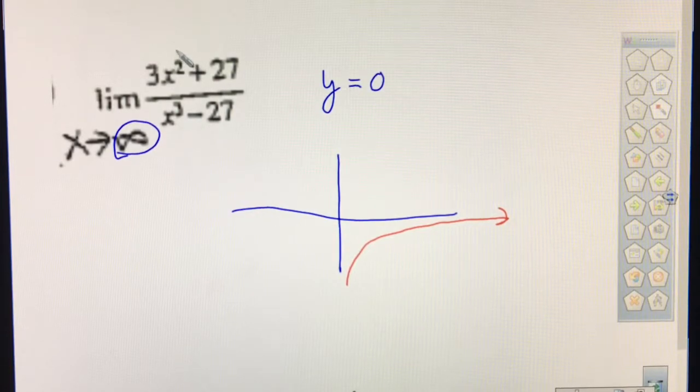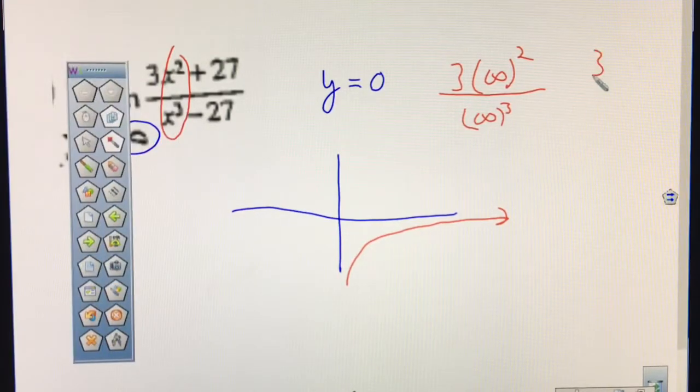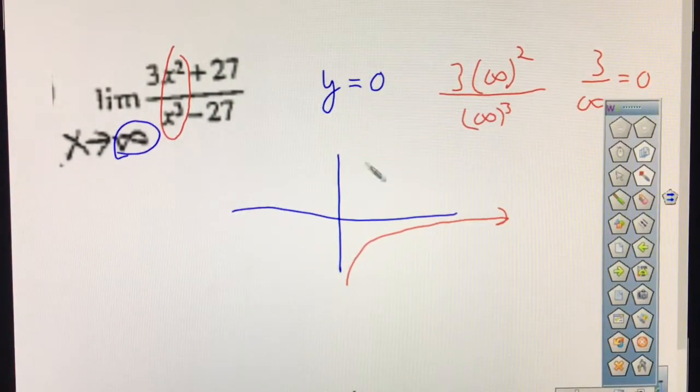You also could have done it just by looking at the largest exponent in the top and the largest exponent in the bottom. So it's going to be 3 times infinity squared over infinity cubed. And this simplifies to 3 over infinity. And as these numbers get bigger and bigger and bigger, this approaches 0. So that's another way of looking at it algebraically. So the answer to this is 0.